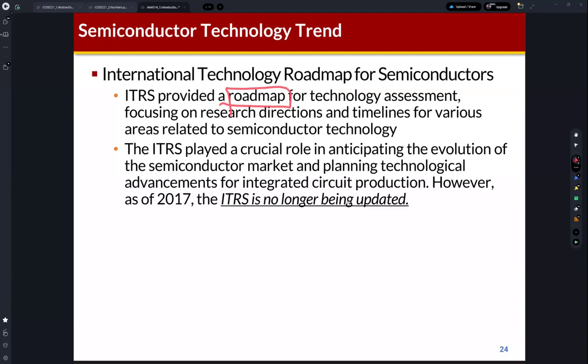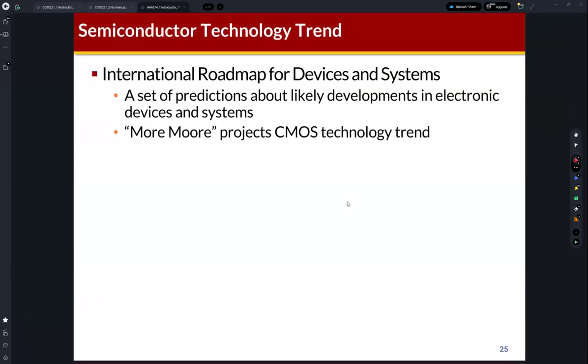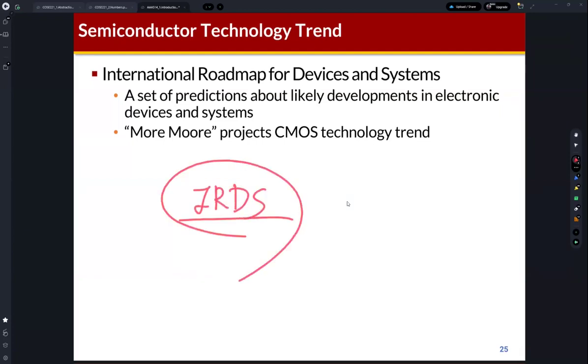When I was a PhD student, I also read the ITRS report. But ITRS is no longer being updated. In 2017, it was not updated anymore. It changed to the IRDS, the International Roadmap for Devices and Systems. And we can read some projection of CMOS technology in the More Moore section.